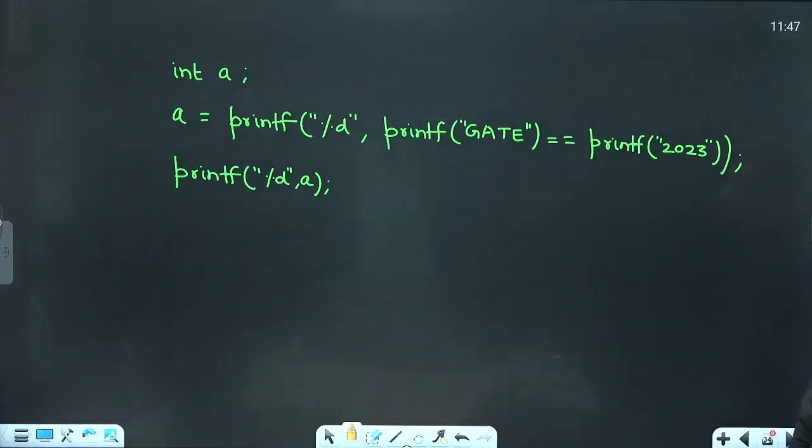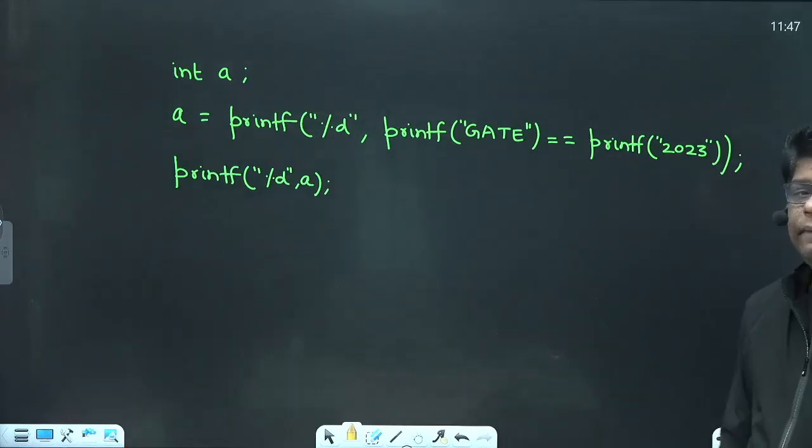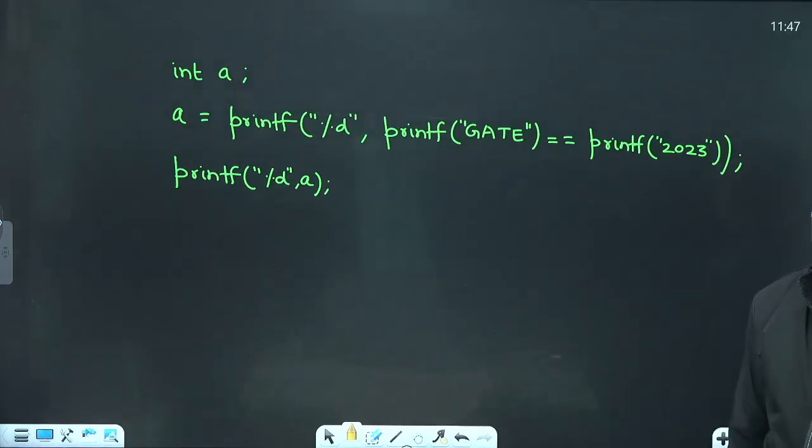Nivedita, please cross check. Nivedita, beta, please cross check your result.